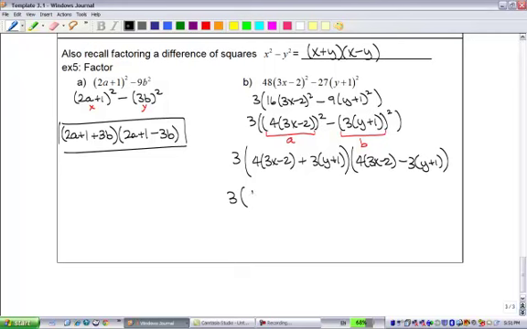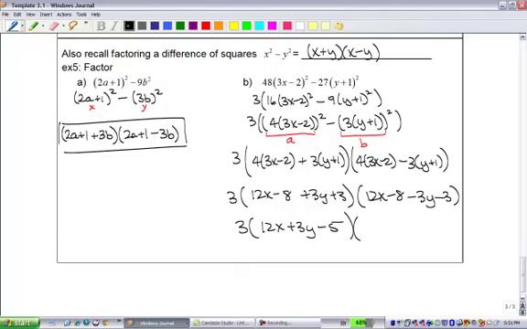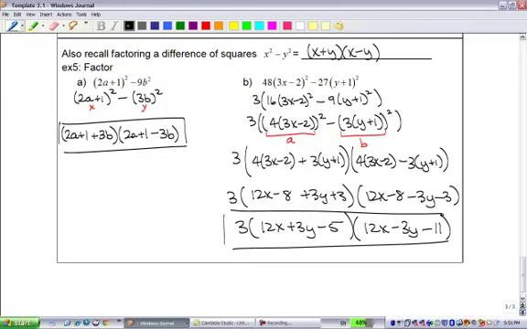And simplifying in this case, we have 12x minus 8, 3y plus 3. We have 12x minus 8 minus 3y, and minus positive would be negative 3. And simplifying, (12x plus 3y minus 5)(12x minus 3y minus 11). A bit of a marathon question, but the techniques are pretty sound. That ends notes on solving quadratic equations, the factoring of polynomial expressions.